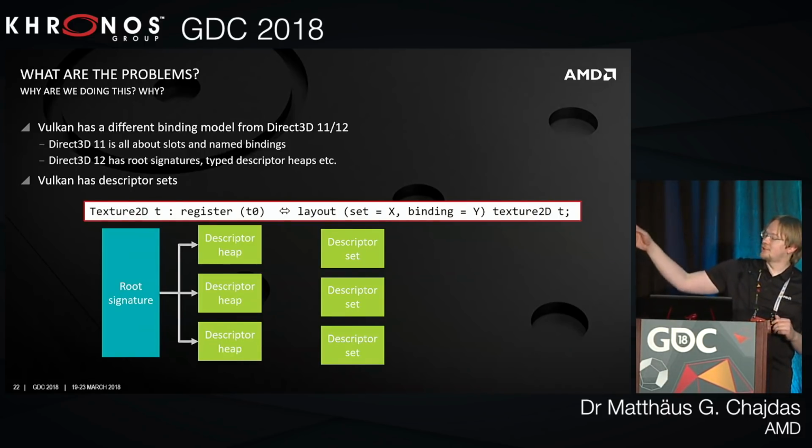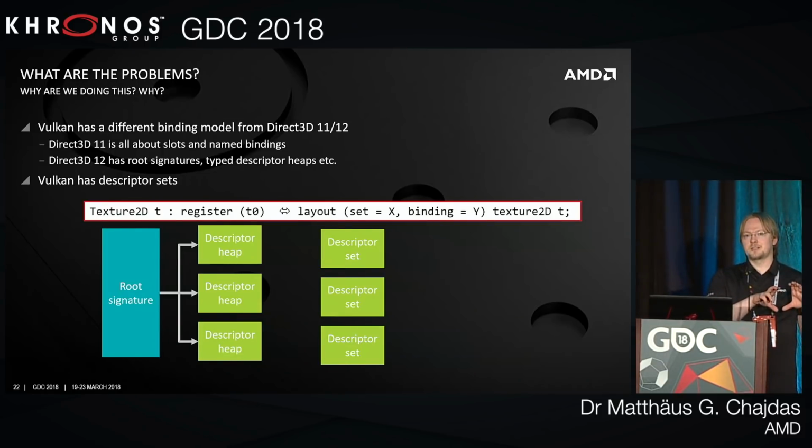You have a root signature, which links to descriptor heaps, and that's the API side. So you have two levels of indirection on the API side. But on the shader side, you're only writing register T0. And in the Vulkan world, you have two levels of indirection on the code side because you have the set and binding thing. But at the same time, you only have one level of indirection on the API side.